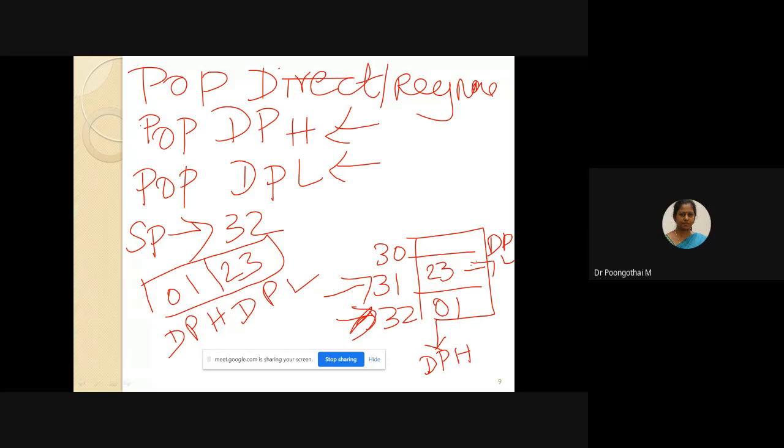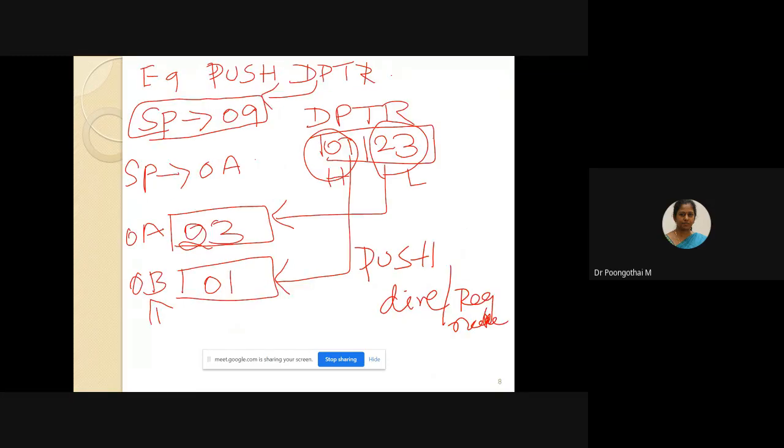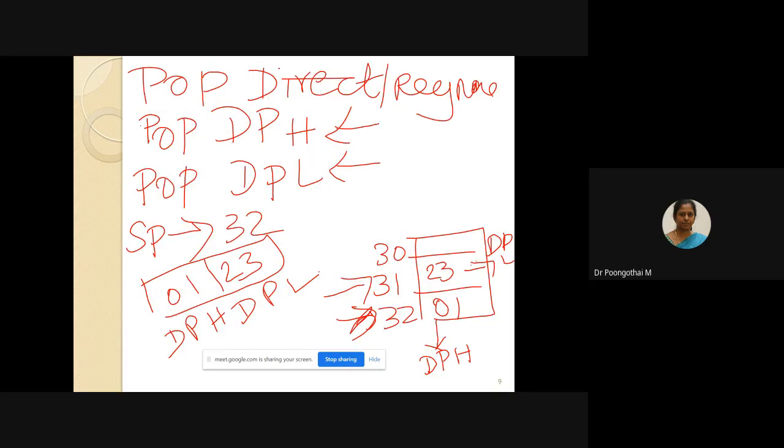In push, you first increment and then get the data. So the corresponding data is pushed into the stack. In the second case, in pop, you get the data and decrement the pointer. That's all. So that is the difference.